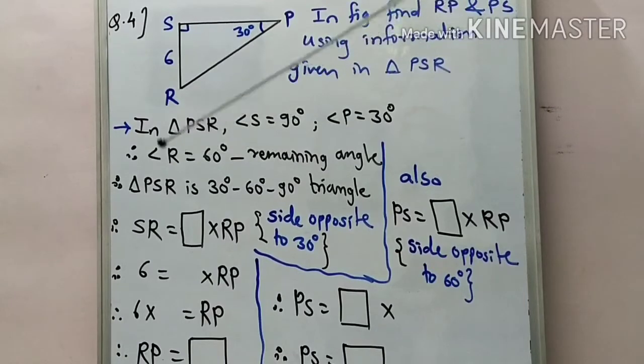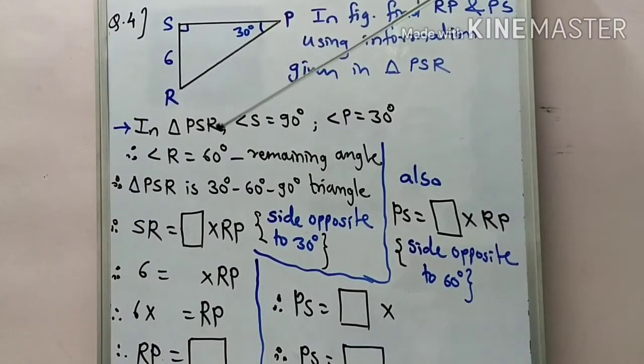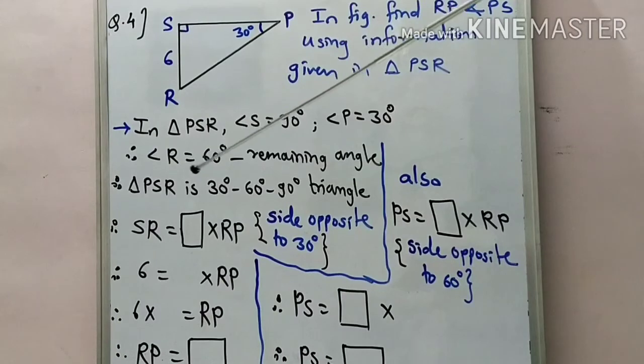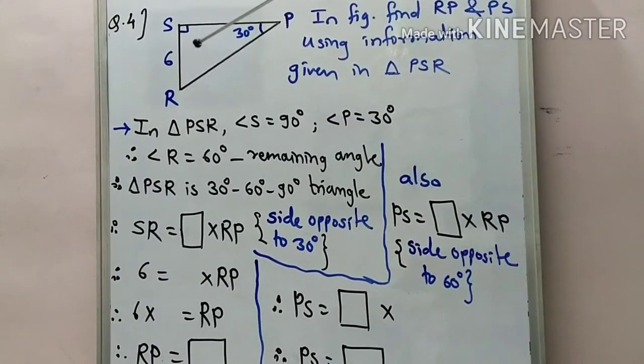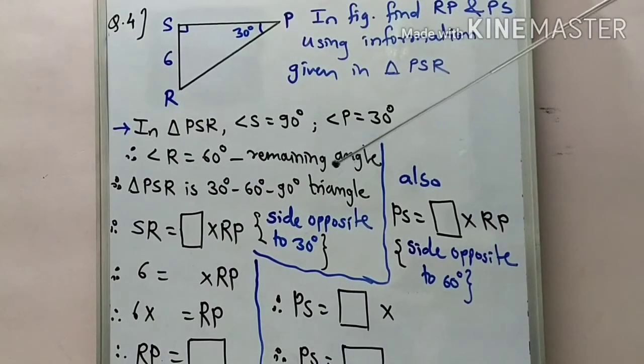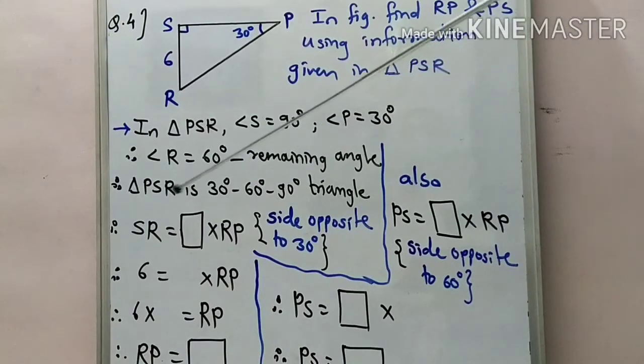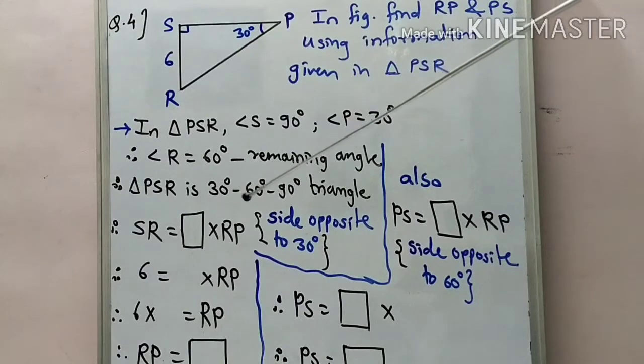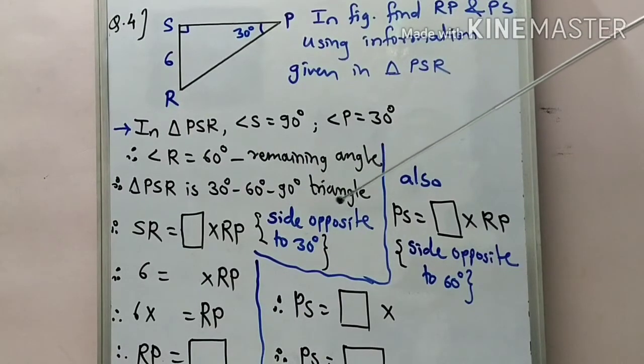So here, in triangle PSR, the measure of angle S is 90 degrees, angle P is 30 degrees, and hence the remaining angle R is equal to what? 60 degrees. According to the theorem that the sum of the measures of all angles of a triangle is 180, we can say that this is the remaining angle. And hence triangle PSR is a 30-60-90 degree triangle.